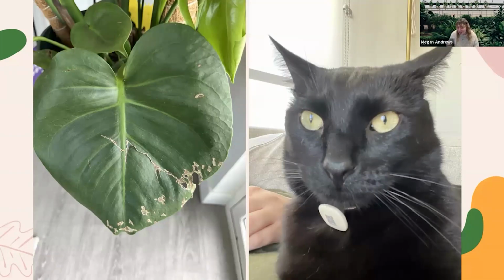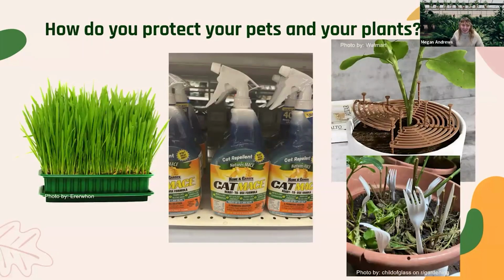So all of my plants are either hanging or on very tall plant stands. Yes, he is a very handsome boy, but he is evil. So if you're trying to protect your pets from your plants and protect your plants as well, you can always have a sacrificial plant like catgrass.